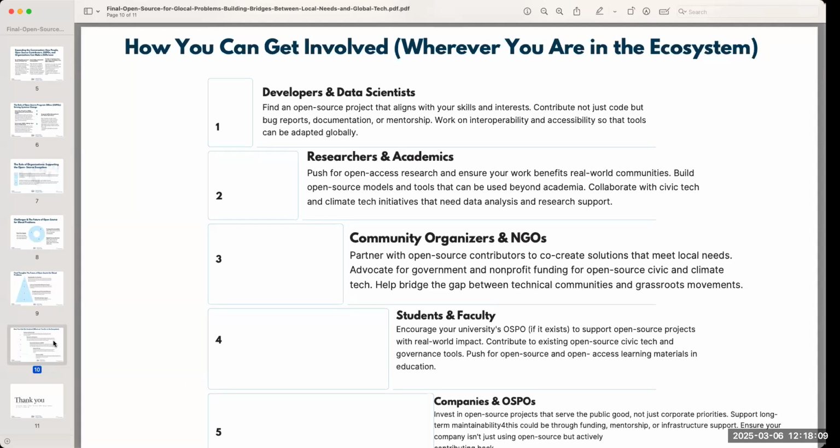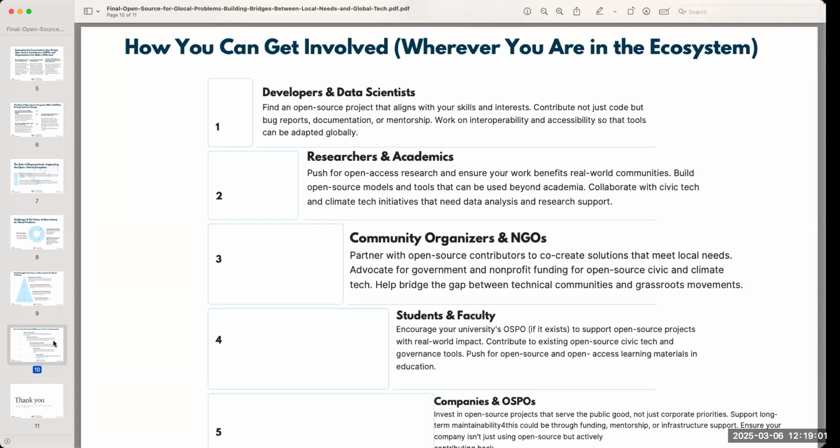So for researchers and academics, I believe that you can push for open access research and ensure that your work benefits the real world communities that you care about. You build open source models and tools that can be used beyond academia and make real impact in the world. You can also collaborate with civic tech and climate tech initiatives that need data analysis and research reports for times when an earthquake happens, for example, for times when a community is suffering droughts, for example, right? For times when there's civic unrest. So you need data analysis to know what is going on, and in real time too.